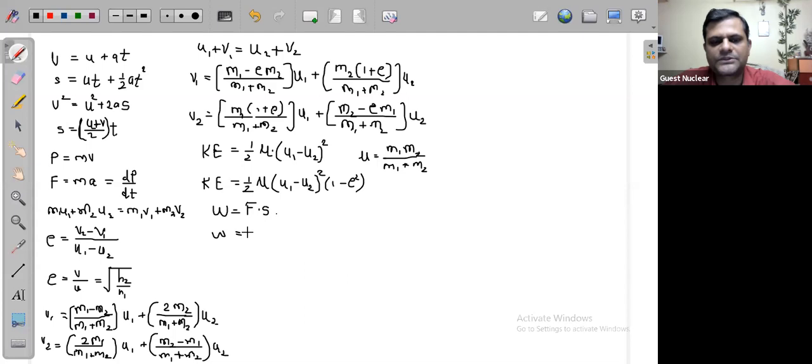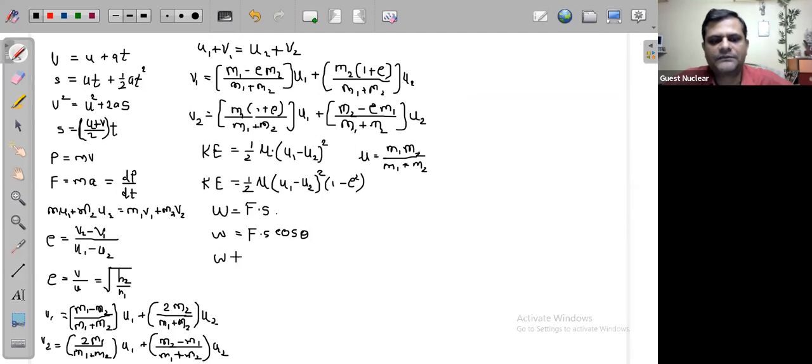But suppose the force is not in the same direction as that of the displacement, then we will have to resolve the force and take its component along the displacement. In that case, the formula for work done will be F into S into cos theta, where theta is the angle between force and displacement. Okay, force और displacement के बीच का angle यहाँ पे theta होता है.